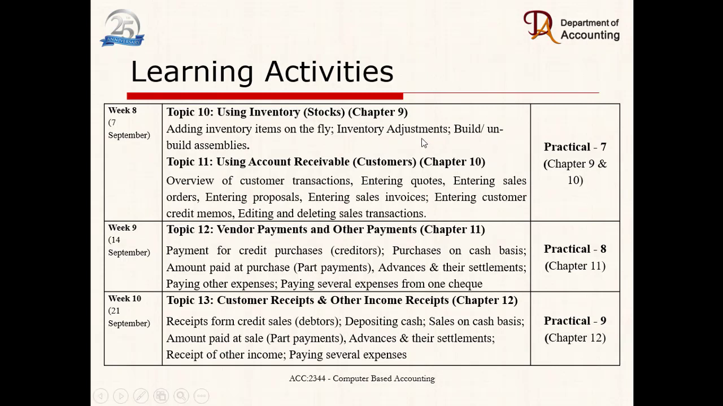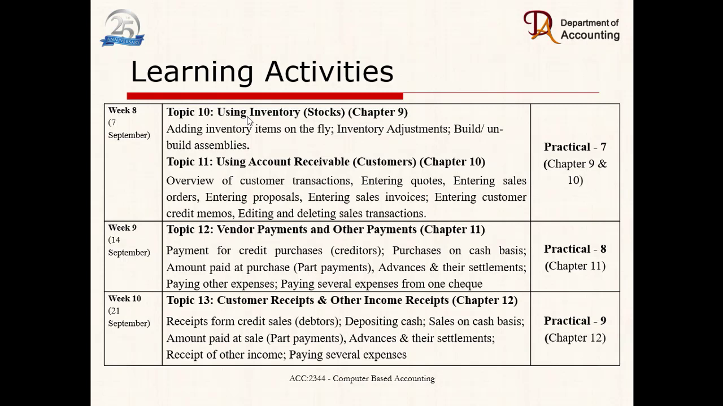Here we would basically access the inventory to do some inventory adjustments, such as inventory written off instances, inventory donation instances, and likewise. Also, in some cases when you are creating assembled products or unbundling products, you may have to access the inventory and make the required adjustments. We'll be discussing those things in detail. That would be our week 8 discussion.